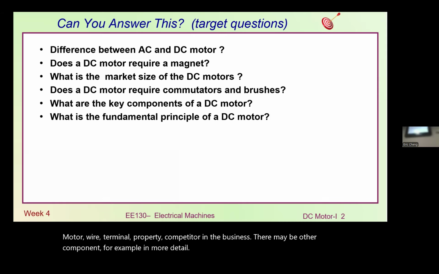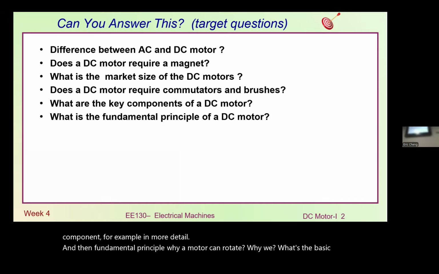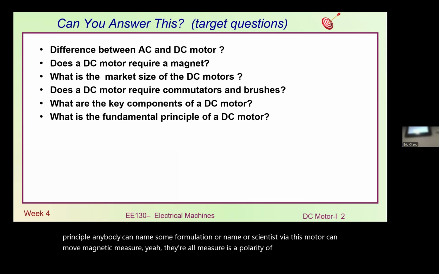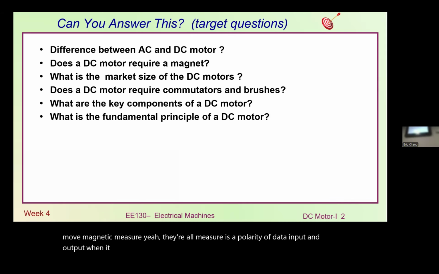And then the fundamental principle: why can a motor rotate? What's the basic principle? Can anybody name some formula or scientist explaining why a DC motor can move? Magnetic magic. Yeah, it's all magnetic. The polarity of the input and output when it enters the magnet between it creates a negative and positive, so it keeps the motor turning. That's what I'm thinking. Yes.